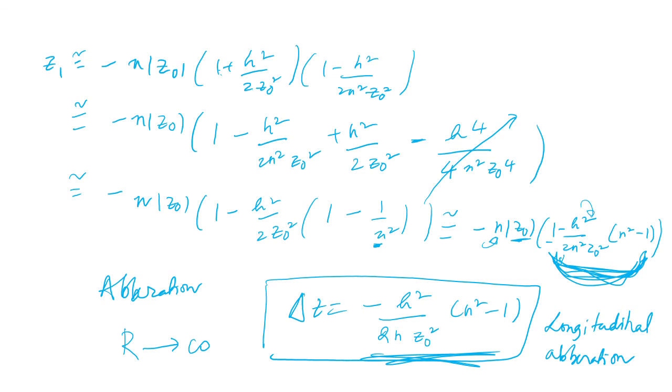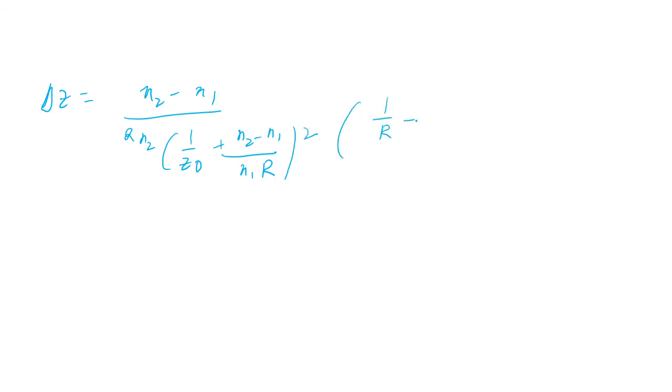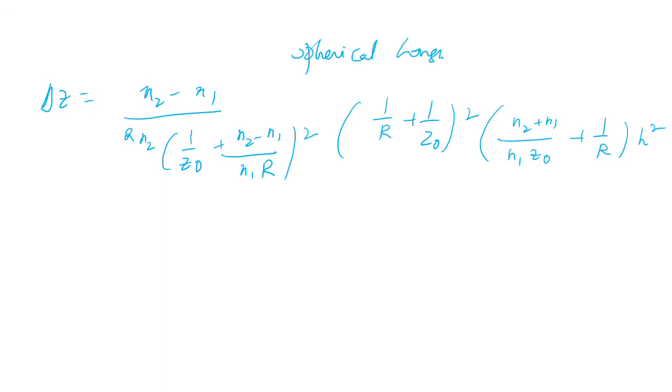But what we truly want to do is derive an expression for longitudinal aberration for a spherical surface, because lenses are made up of spherical surfaces. But that becomes extremely cumbersome and very complicated. But you can go through the same process, and essentially the delta Z that you get looks something like this: (n2 minus n1) by 2n2, times [(n2 minus n1) by n1 r] whole squared... (1 over r plus 1 over Z0) whole squared multiplied by (n2 plus n1) by n1 Z0 plus 1 over r, times h squared. Easy enough, right? So this is the true spherical longitudinal aberration.